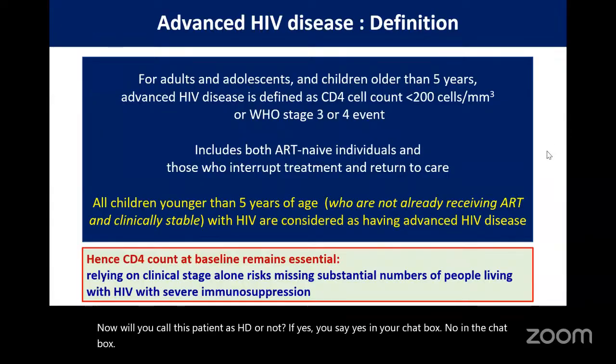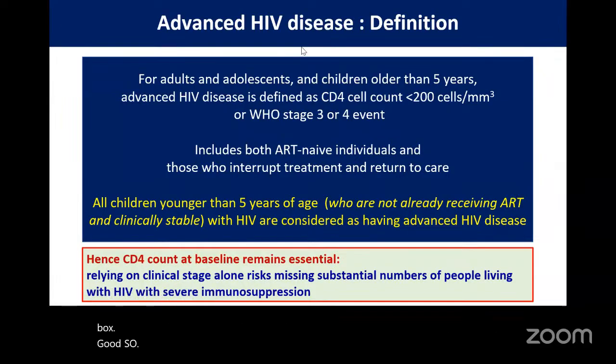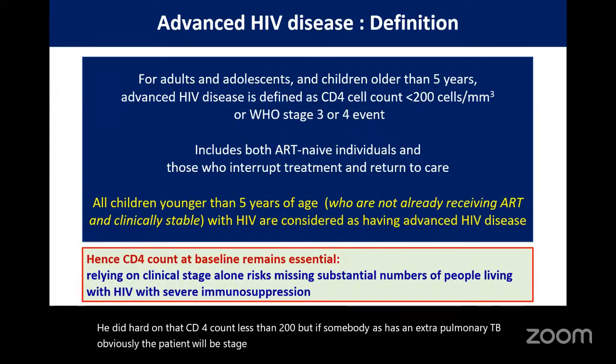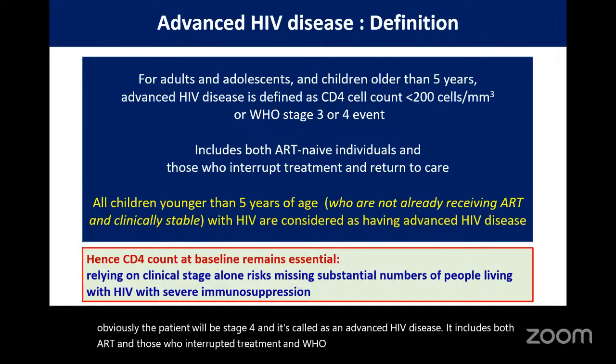Good. So basically, a patient can have both or any one of these. So don't just hit it hard on that CD4 count less than 200. But if somebody has an extra pulmonary TB, obviously the patient will be stage 4 and it's called as an advanced HIV disease. It includes both ART and those who interrupted treatment and who are returning to care. Now, this is very, very important.